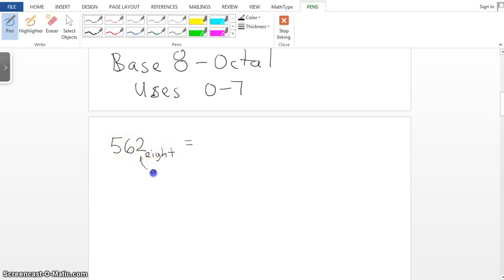Whatever your base is, write out those positions. This is the 8 to the 0 position, still like the 1's position. That's 8 to the first position, and this is the 8 squared position. So what that 5 in that position represents is actually 5 times 8 squared. And you're always adding in between here. 6 times 8 to the first, 2 times 8 to the 0.